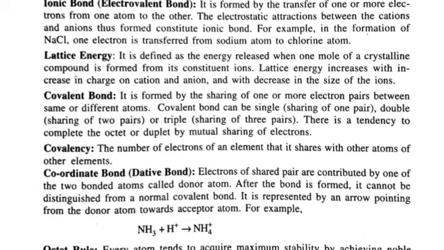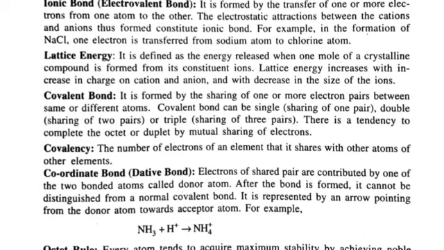To form this bond, we require a stabilization of energy, which is called lattice energy. It is the energy released when 1 mole of a crystalline compound is formed from its constituent ions. Lattice energy increases with the increase in charge of cations and anions, and with decrease in the size of ions. Meaning, as the charge of the cation increases, the lattice energy increases, and as the size decreases, it also increases.